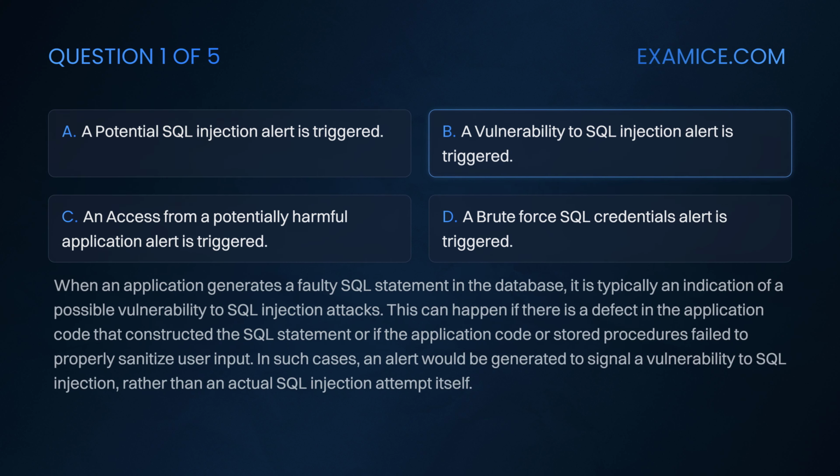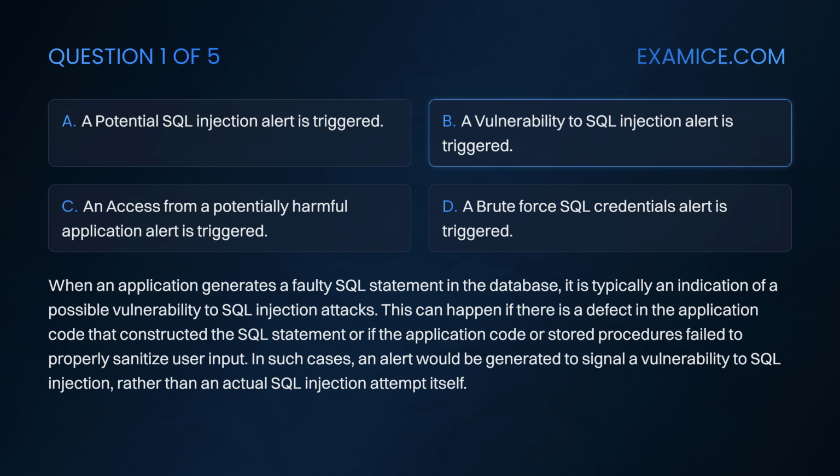When an application generates a faulty SQL statement in the database, it is typically an indication of a possible vulnerability to SQL injection attacks. This can happen if there is a defect in the application code that constructed the SQL statement, or if the application code or stored procedures failed to properly sanitize user input. In such cases, an alert would be generated to signal a vulnerability to SQL injection, rather than an actual SQL injection attempt itself.